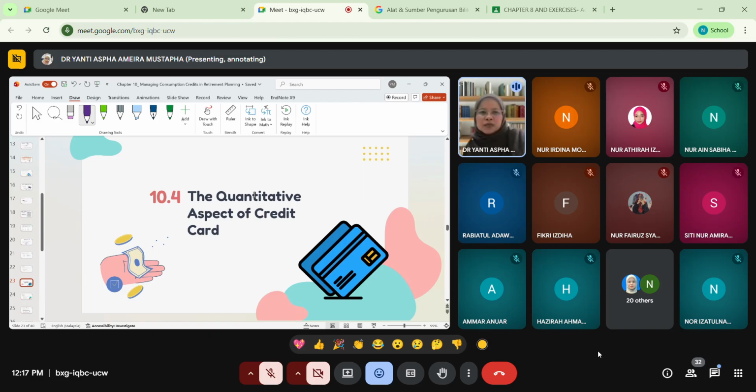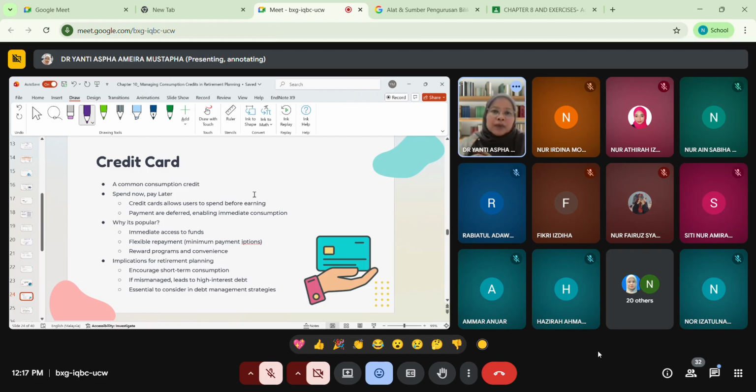So credit card, what is it? You must already know, a credit card is something known as spend now, pay later. Spend now, pay later, which exposes the holder to very large danger if not disciplined. So the issue here is not the card, it is the user. A common consumption credit: although you have a 10,000 credit limit, it doesn't mean that you can use the 10,000. You have to think of how much you have to repay.